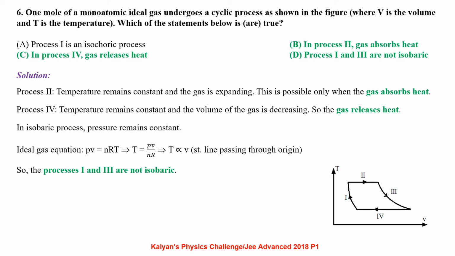See the temperature volume graph. In process 2, temperature remains constant and the gas is expanding. So this is possible only when the gas absorbs heat. In process 4, temperature remains constant and the volume of the gas is decreasing. So the gas releases heat. In isobaric process, pressure remains constant. Ideal gas equation PV equal to nRT, T equal to PV by nR, that is T is proportional to V. So it is a straight line relation. So processes 1 and 3 are not isobaric.